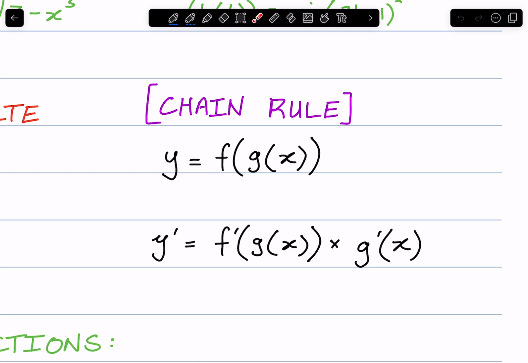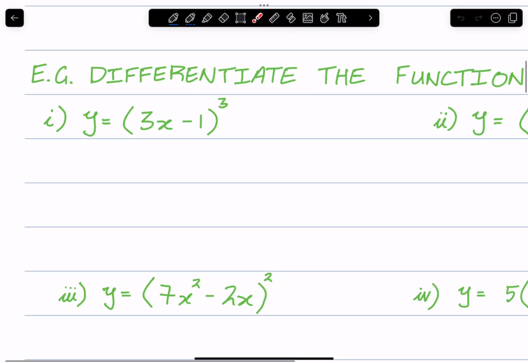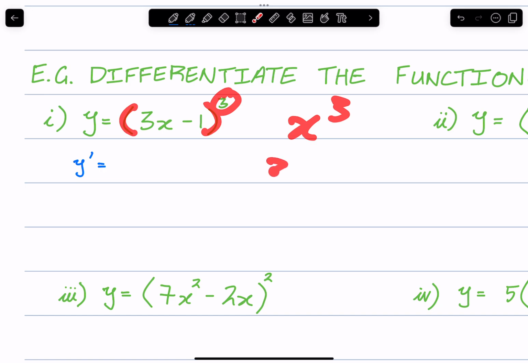Okay, so let's go straight into some examples so we can see this in action. First, break down what you see. We have x cubed, and inside of that is 3x minus 1. So y prime, its derivative: we differentiate the outer function x cubed. The derivative of this is just 3x squared.